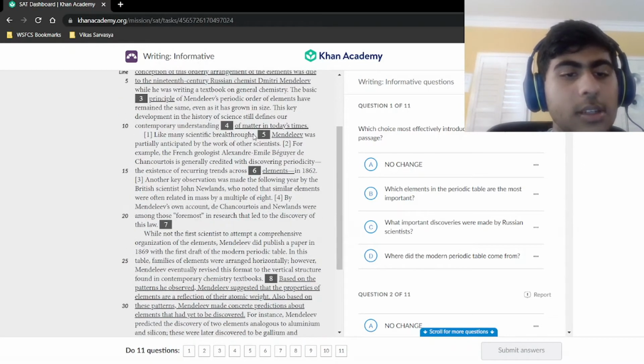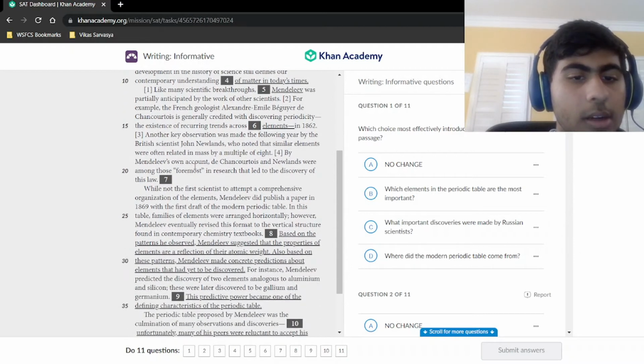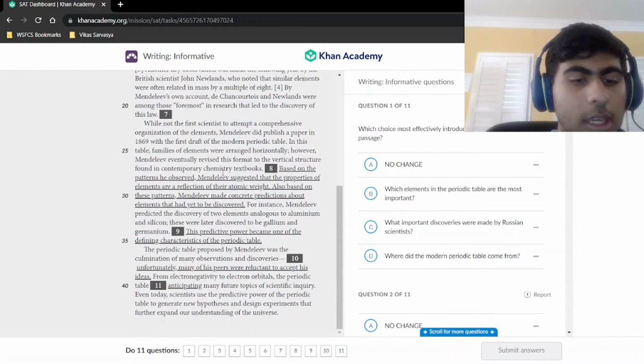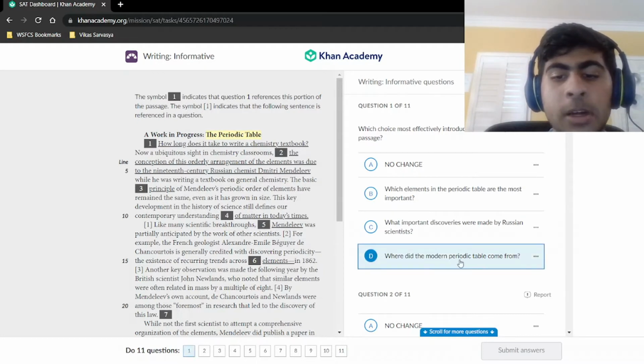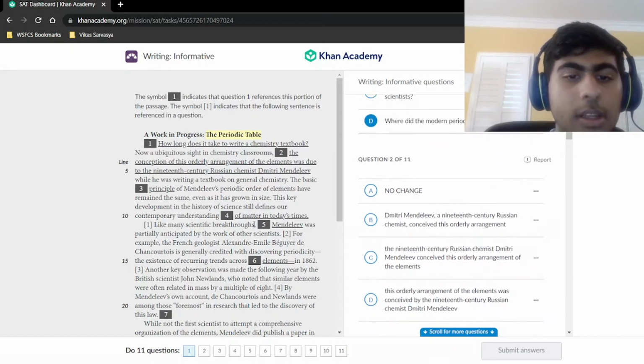Let's look through the passage. Talking about this conception. So it's created here, right? They're talking about the basic principles of it. I'm just looking at this, talking about the periodic table, talking about where it came from, right? So if we're talking about where the periodic table came from, that's going to seem like answer choice D. Where did the modern periodic table come from? All right, move on to the next question.